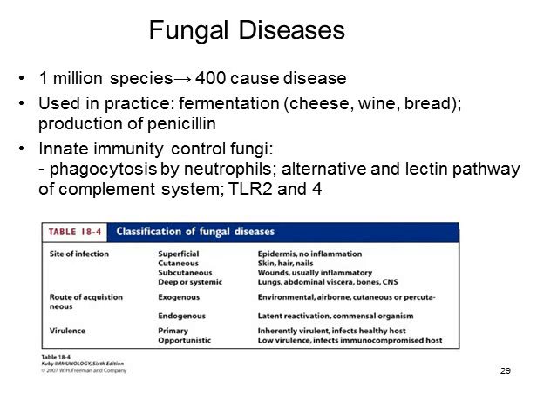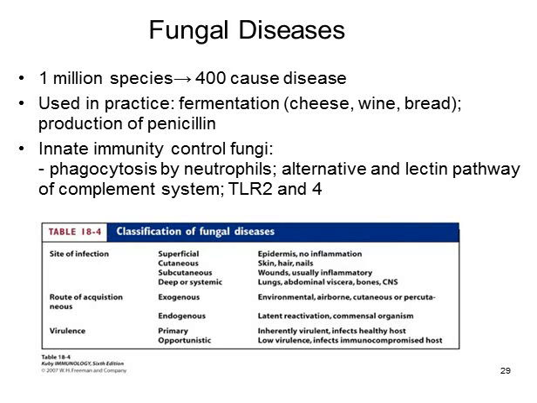The final pathogenic class are the fungi. There are over 1 million species of fungi, of which only 400 are known to cause disease. We use fungi in practice, for example for fermentation to produce things like cheese, wine and bread, also for the production of penicillin. Our innate immune system is actually very good at controlling fungi, for example via phagocytosis by neutrophils, activation of the lectin and alternative pathways of the complement cascade, and via toll-like receptors 2 and 4.